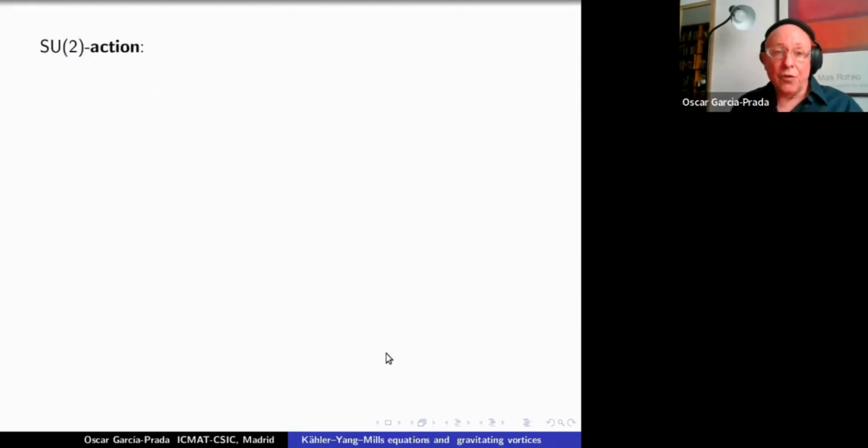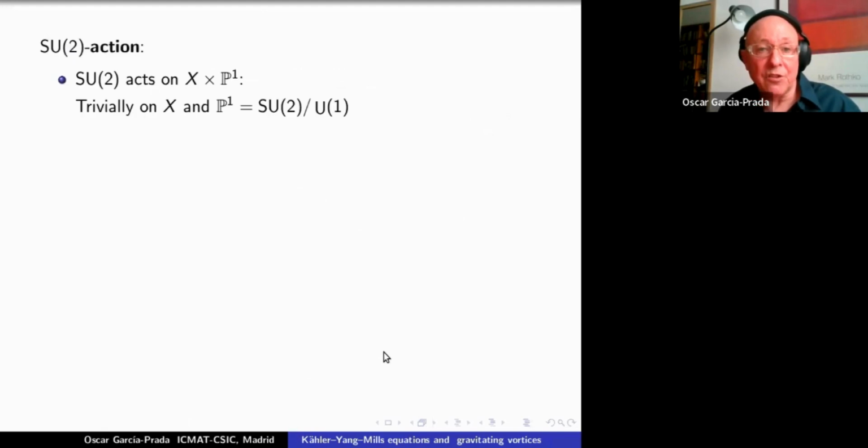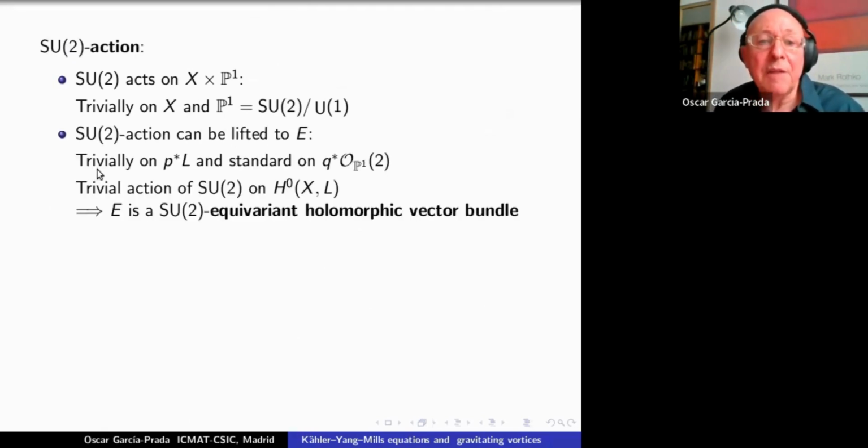And so then the SU2 action that we had on the product of X cross P1, the usual action, as I said, with P1 appearing as a homogeneous space and trivially on X, can be lifted to the vector bundle in a way that the vector bundle E becomes an SU2 equivariant holomorphic vector bundle.